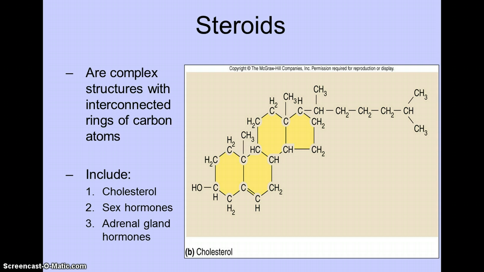Several hormones are also steroid-based, including the sex hormones, which are estrogen and progesterone in females and testosterone in males, and some of the hormones that are produced by the adrenal glands, which we'll talk about towards the end of the course when we get to the endocrine system. This completes the screencast on lipids.